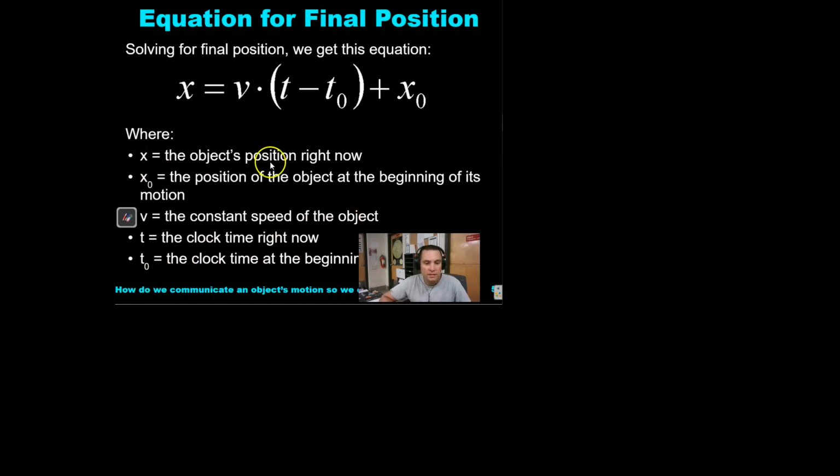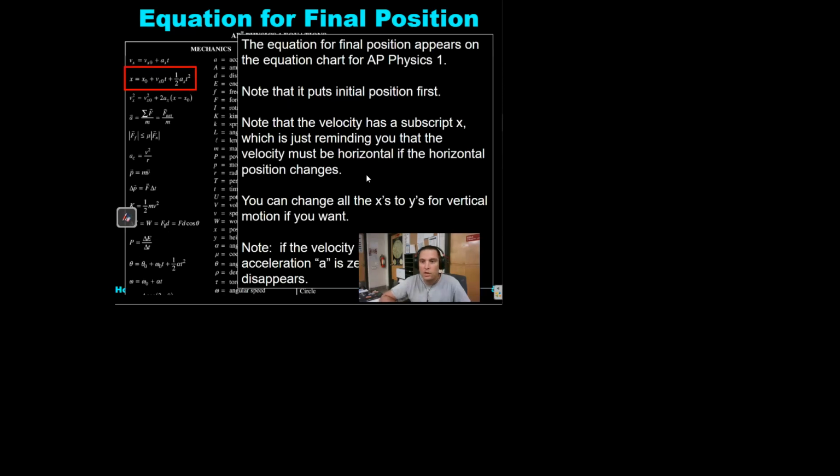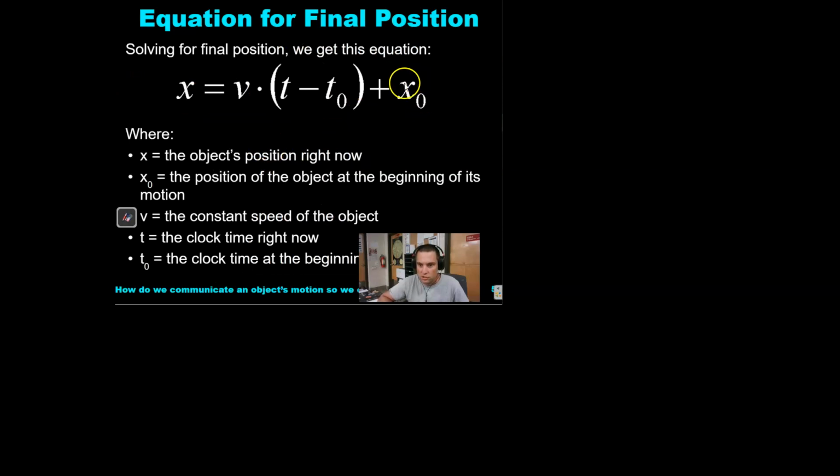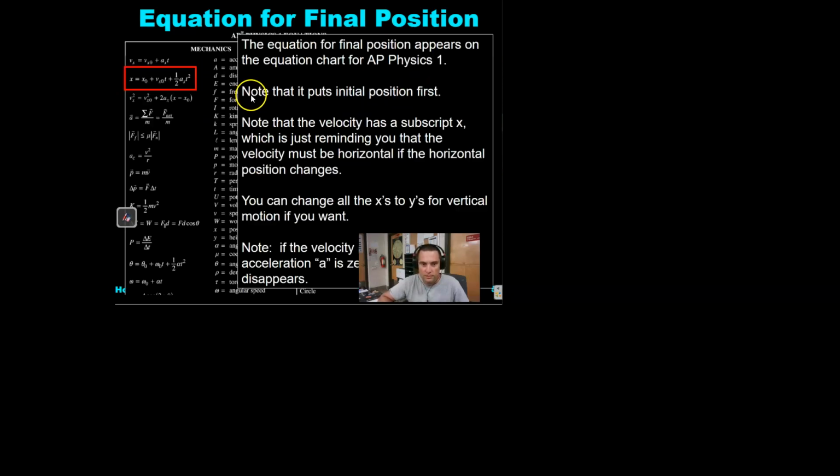So we now have x, the object's position right now; x naught, the position of the object at the beginning of its motion; v, the constant speed of the object; t, the time right now; and then t naught, the clock time at the beginning of the motion. The equation for final position appears on the equation chart for AP Physics 1. Note that it puts initial position first. Okay, so same equation, it just took initial position and put it up front.